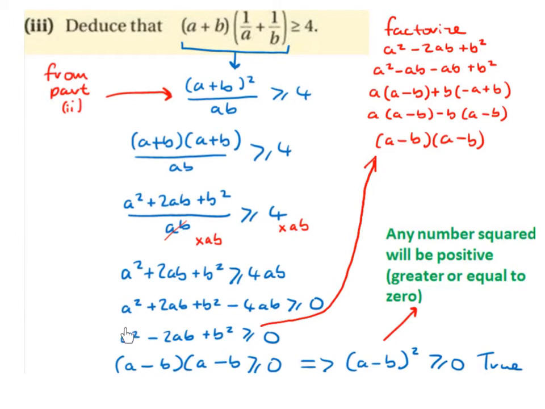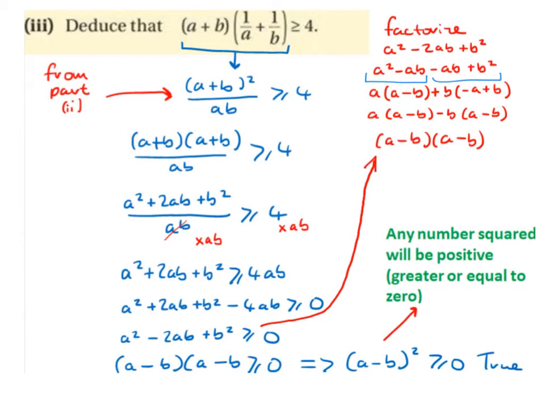So we're going to factorize A squared minus 2AB plus B squared. We're going to break down the minus 2AB to be minus AB minus AB. Then we're going to factorize the first two terms. So A into A squared leaves us with A, A into minus AB leaves us with minus B. Then we're going to factorize the second two terms. B into minus AB leaves us with minus A, B into B squared leaves us with B.